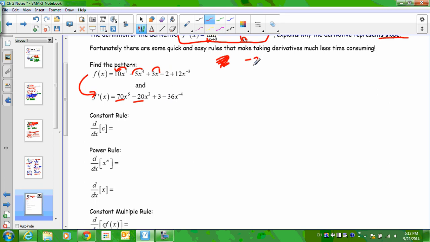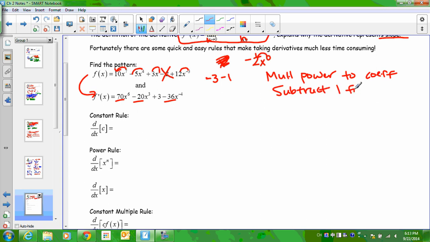All right, think about negative 2. What happens when you do 0 times something? You get 0. So that negative 2 completely goes away. So then we have, let's see if negatives work. Negative 3 times 12 is negative 36. And then remember, you're subtracting 1 from the power. Okay, so in general, you multiply the power by the coefficient, and then you subtract 1 from the power.